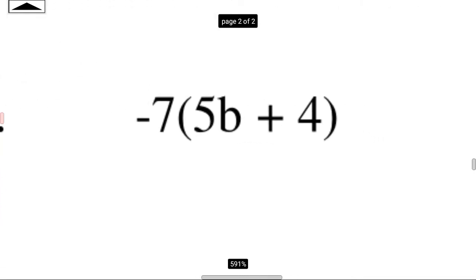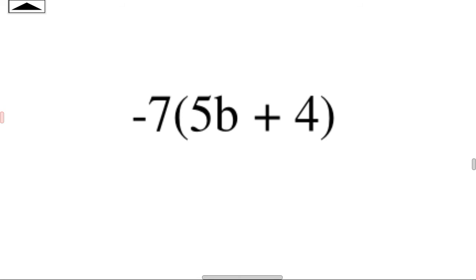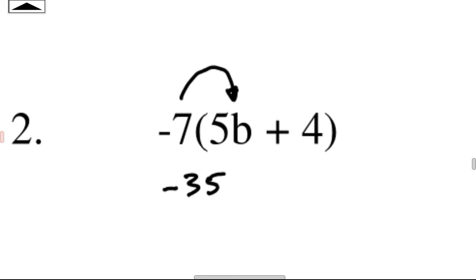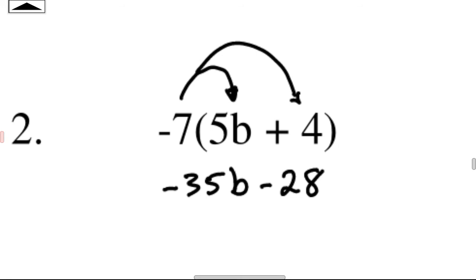So whenever I see a number outside of parentheses like this, I know it means distributive property, which means to multiply. So I take this number, multiply it by whatever's inside. So go one by one. Negative 7 times 5, you can use your calculator. Negative 35, well, I got to tag that b on there. And what is negative 7 times a positive 4? A negative times a positive makes a negative 28. And that is it.